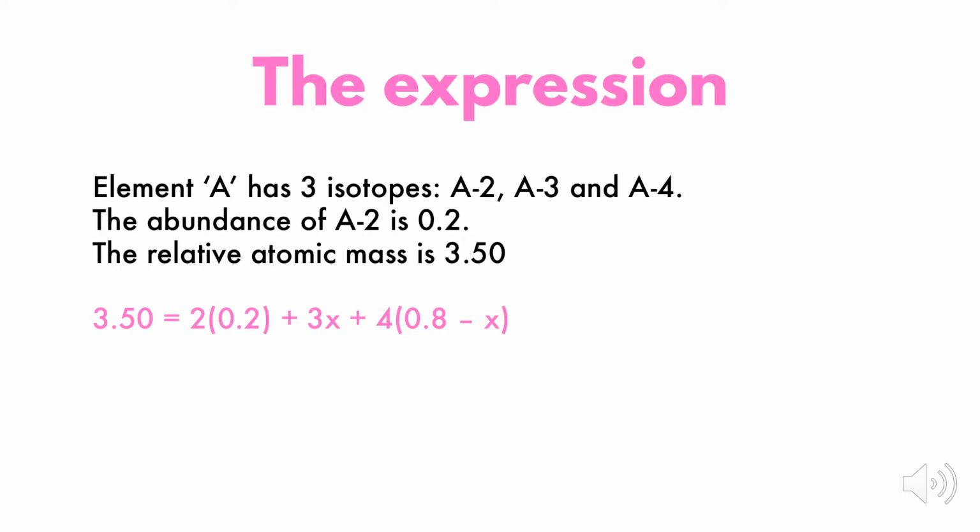And where I got that from, remember, was that the mass was 2 times its abundance, the 0.2. The mass of the second isotope was 3 times its abundance, which is x. The mass of the fourth isotope is 4 times its abundance, which is 0.8 minus x.